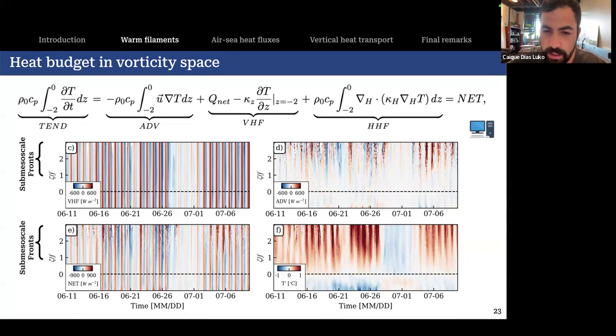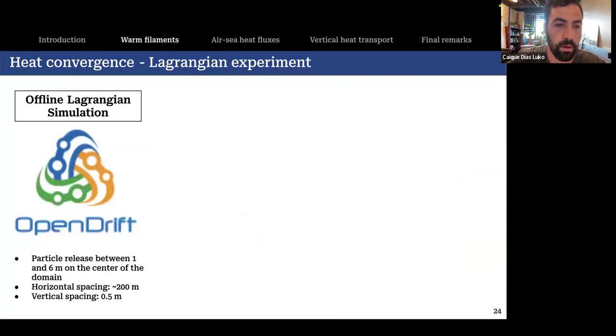How can the advection be warming the front? We're going to perform a Lagrangian experiment. On this Lagrangian experiment, we're doing it offline, and we're using the OpenDrift package. This is a Python package that's easily coupled with ROMS simulation, so that's why we chose to use this one. In our Lagrangian experiment, we're going to release particles between 1 and 6 meters with a horizontal spacing of 200 meters and a vertical spacing of 0.5 meters.